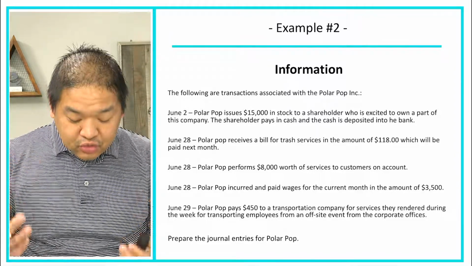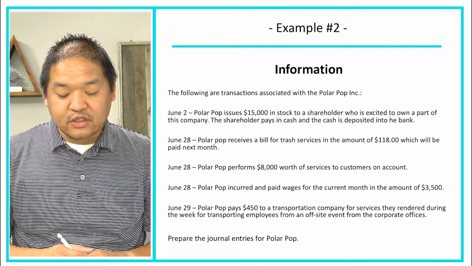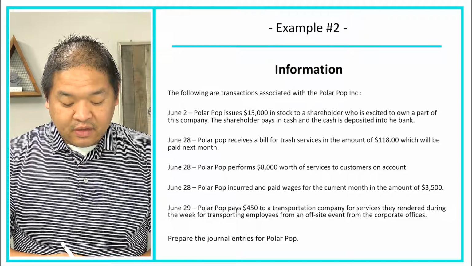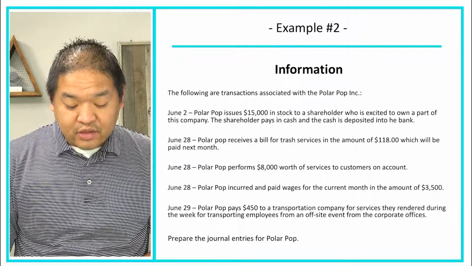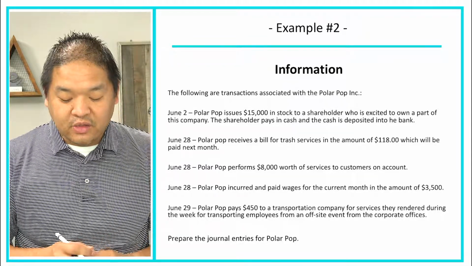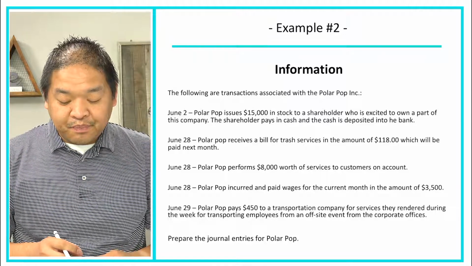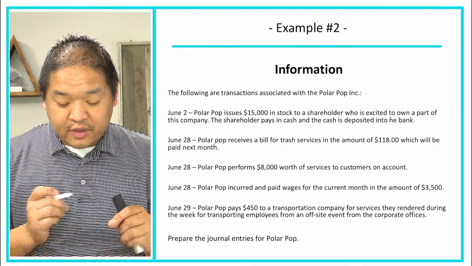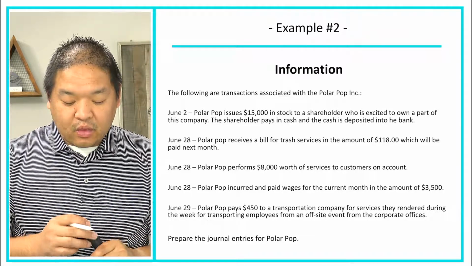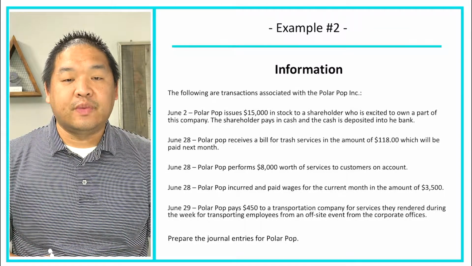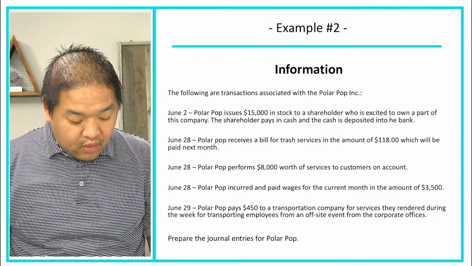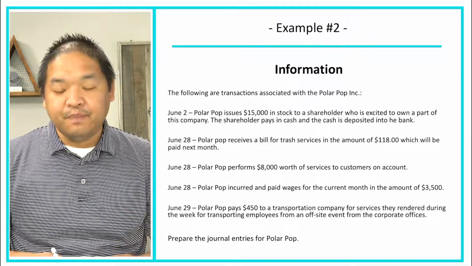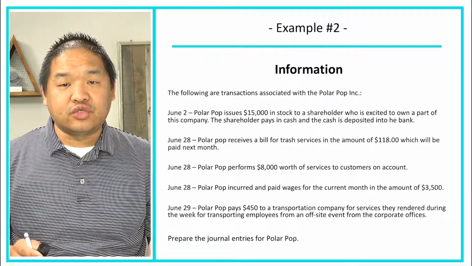And then another June 28th, Polar Pop incurred and paid wages for the current month in the amount of $3,500. Finally, on June 29th, Polar Pop pays $450 to a transportation services company that rendered service for transporting employees from an offsite event from the corporate offices. And it's asking us to prepare the journal entries for Polar Pop. So let's get started here. We're going to go through each one individually and then do the journal entries, okay?